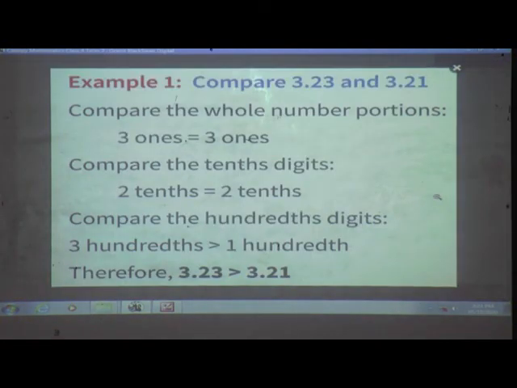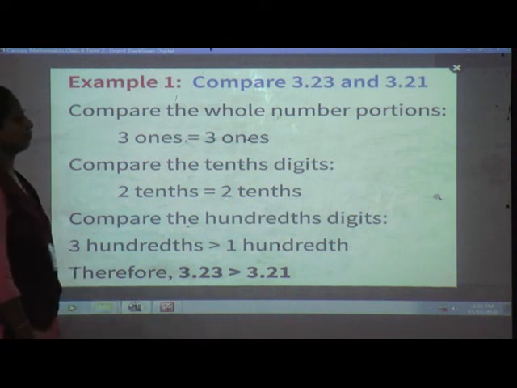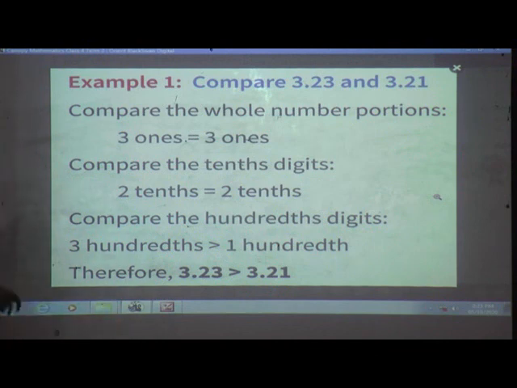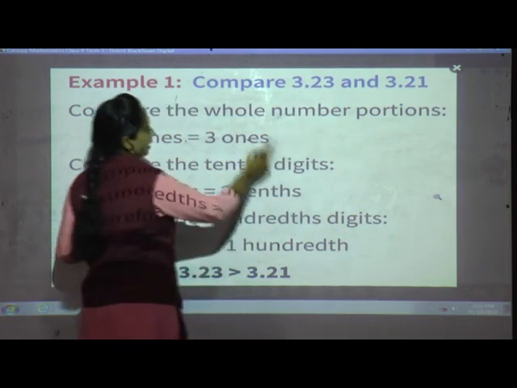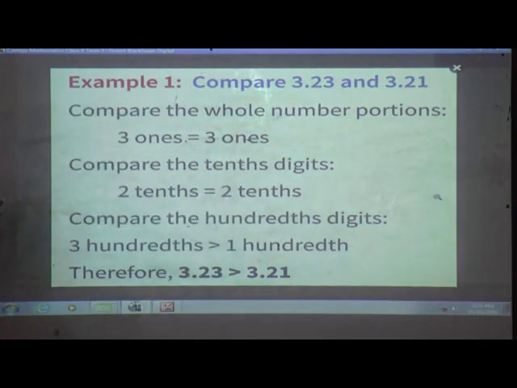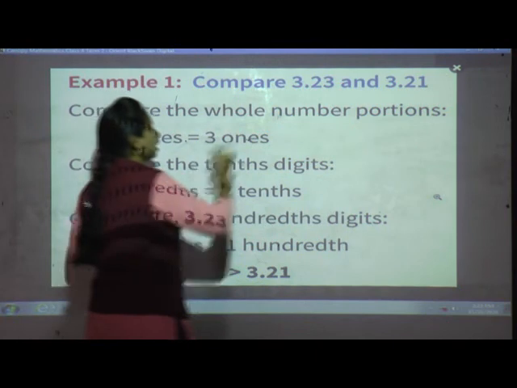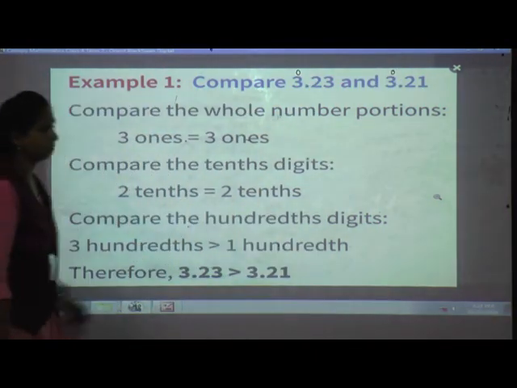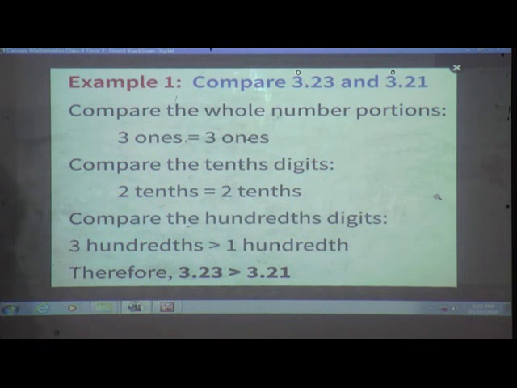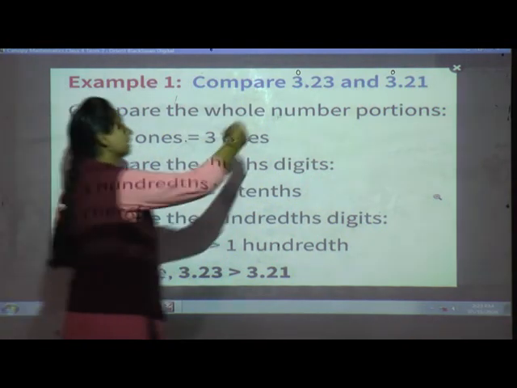Now first example. They are given, compare 3.23 and 3.21. First we will compare the whole numbers. What are the whole numbers? Before the decimal point, 3 is there, isn't it? So here also 3 ones, here also 3 ones. Now both the numbers are the same. Now how can we compare? So we have to go with the tens place.